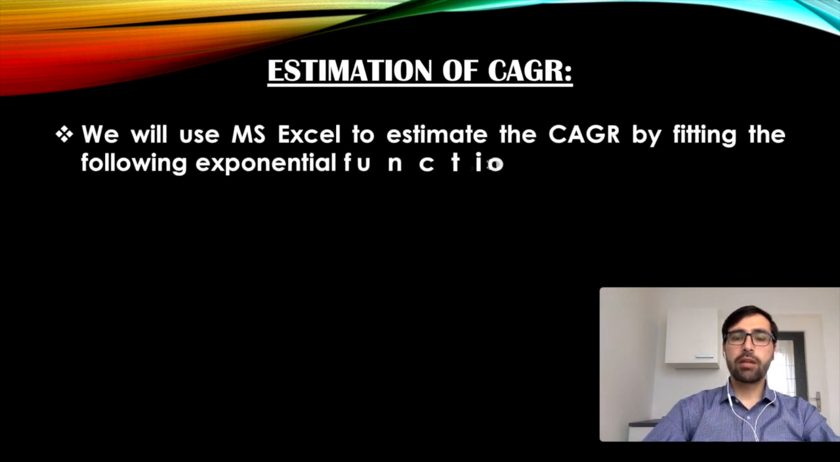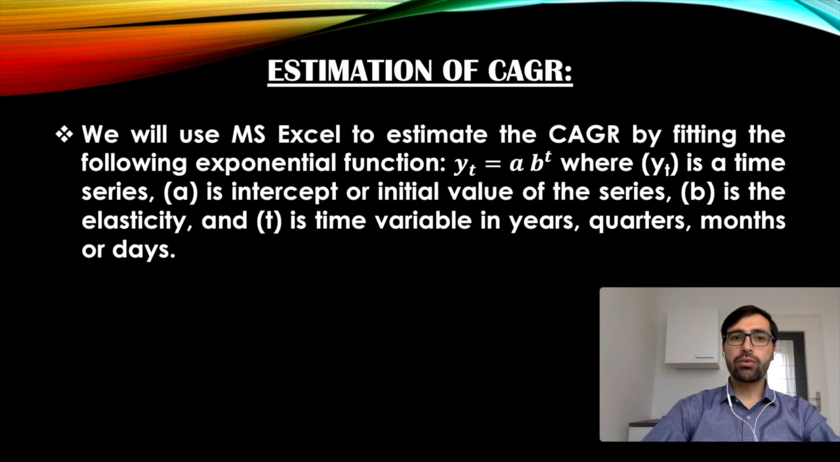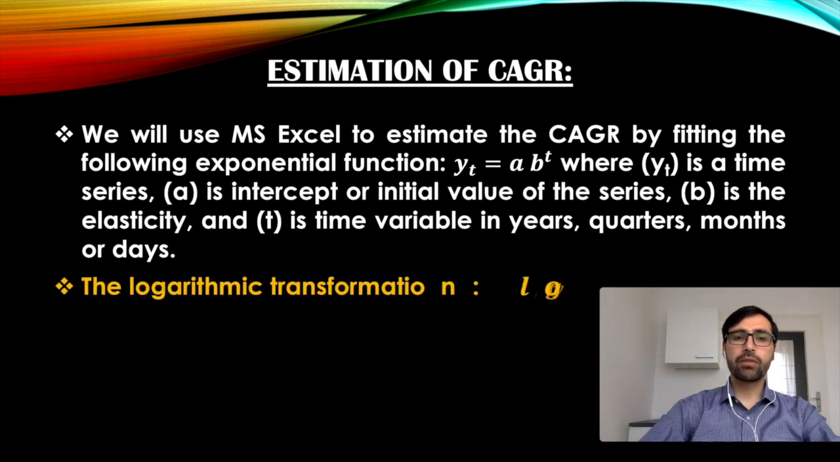How do we estimate compound average growth rate? In today's lesson, we will use Microsoft Excel to estimate the compound average growth rate by fitting the following exponential function, that is Yt = a b^t, where Yt is a time series variable, which may be, in our case, the global rice production, and it may be prices, international trade, population, any variable of interest. a is the intercept or initial value of the series, b is the elasticity or the slope, and t is the time variable in years, quarters, months, or days, depending on the time interval over which the data are collected.